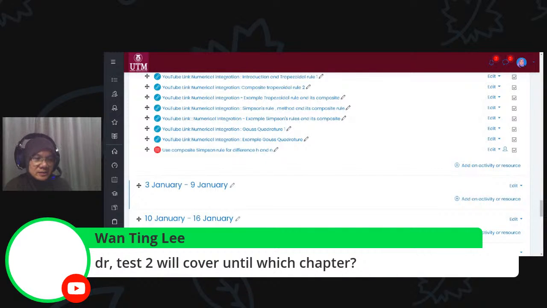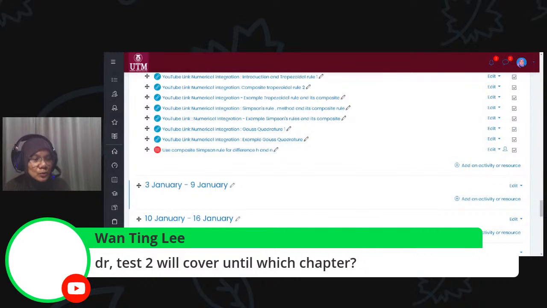Now a question from your friend: which chapters will test 2 cover? Chapter 3, interpolation; chapter 4, curve fitting; chapter 5, numerical differentiation; chapter 6, numerical integration. So I think it covers up to chapter 6.